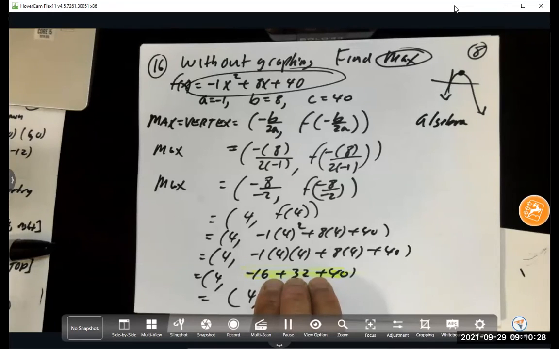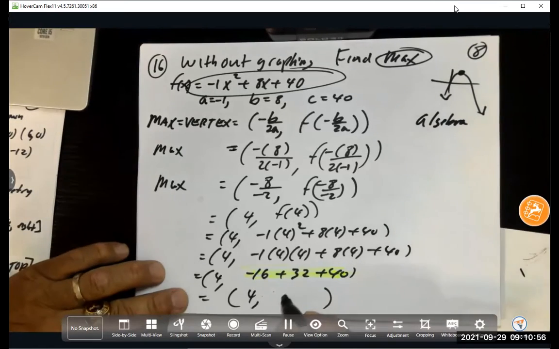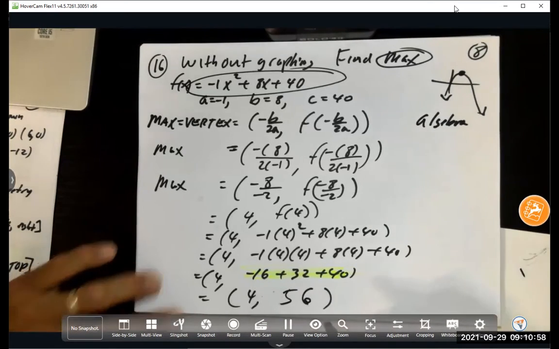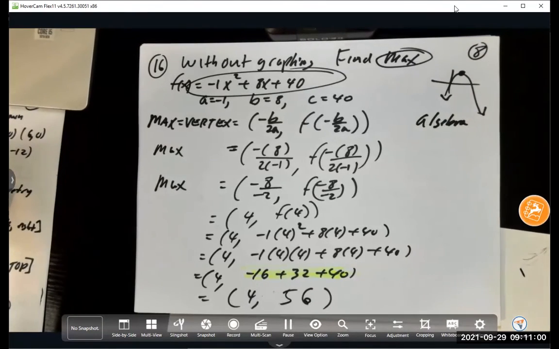I got 88. How much? 88? Okay, let me see. -16 plus 32, oh, plus 40. Okay, I got 56. Let me do it real quick. Yes, 56. 32 minus 16 is 16, and 16 and 40 is 56. Yes. Okay, make it 56. Are you right? Good job. 56, yes or no? Yes.